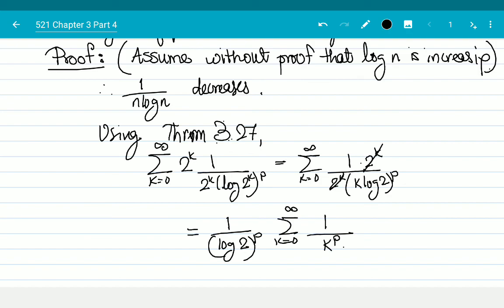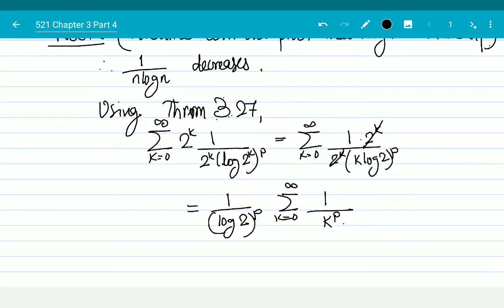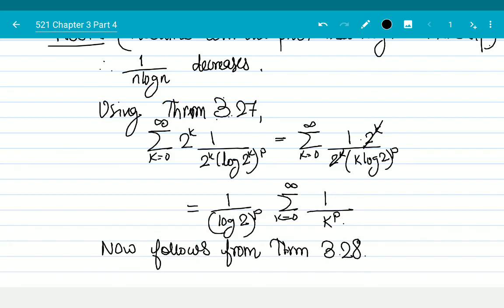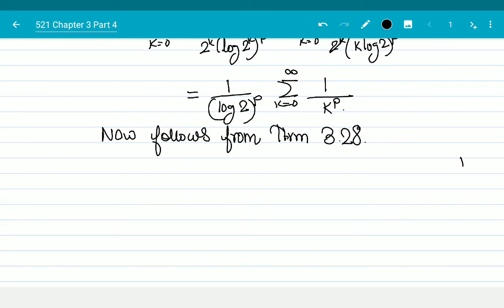Okay, and now it converges or diverges by theorem 3.28. The theorem now follows from theorem 3.28. Okay, that completes the proof.